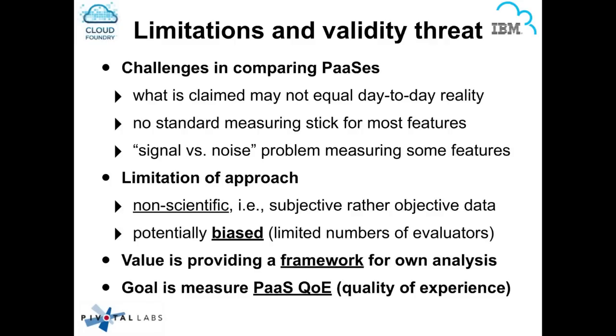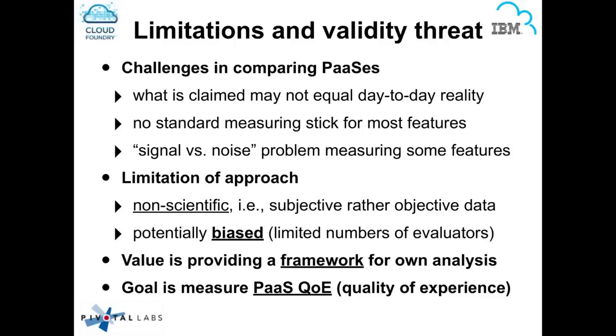So the approach that we took, the method that we took, is not scientific. So it's very important that you understand this. And it's potentially biased also. Obviously, James and I are working, he works at Pivotal, I work at IBM, and we're all deep into Cloud Foundry. So we are certainly, to some extent, biased. However, we tried to be as objective as we could, and hopefully that will show.